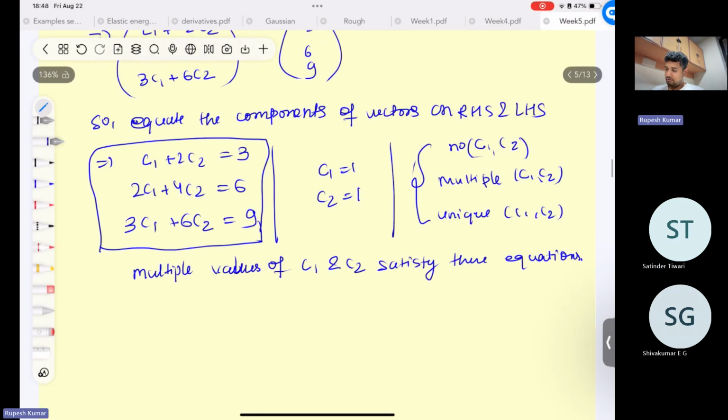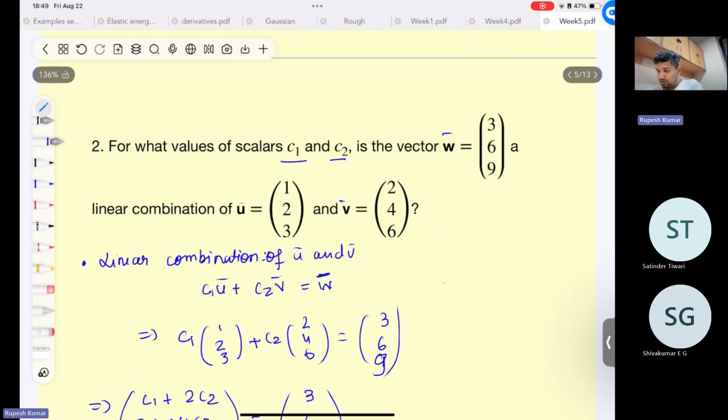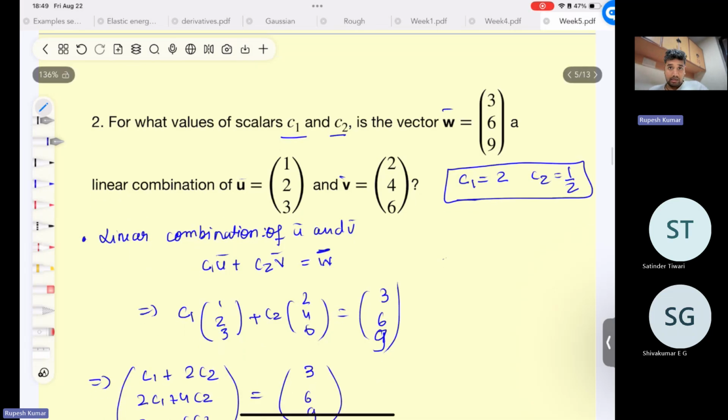For example, C1 was 1, C2 was 1. Now we can always write other solutions, such as C1 as 2 and C2 as 1 by 2. Again, you get the linear combination, right? So there are infinitely many possible combinations of C1 and C2 to get to W. Basically, all three vectors are across the same line. This is U, this is V, this is W. So U, V, and W are on the same line essentially.